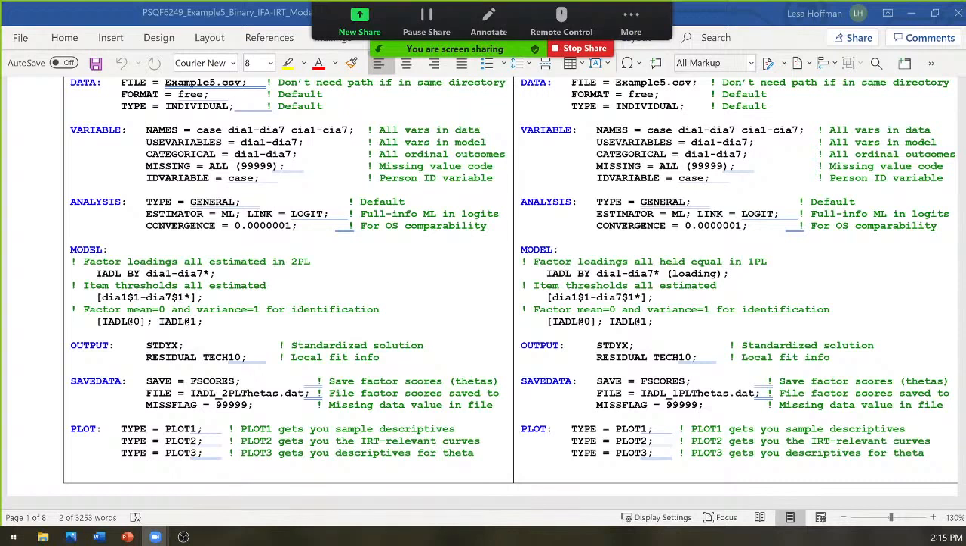Number one difference is right here on the analysis line. Rather than estimator equals ML, it's estimator equals WLSMV: weighted least squares with a mean and variance correction. WLSMV is an Mplus-specific term. This estimation approach is known more generally as diagonally weighted least squares.